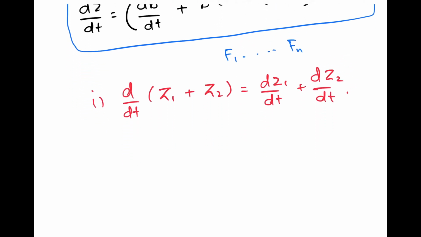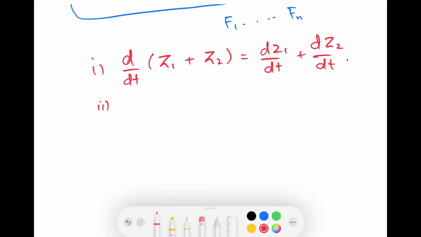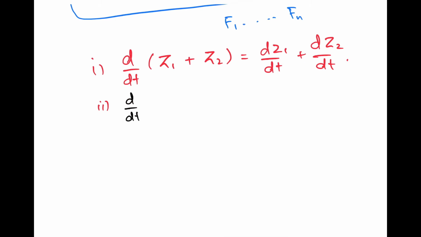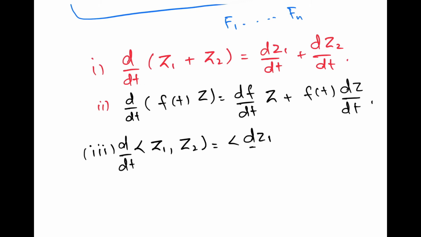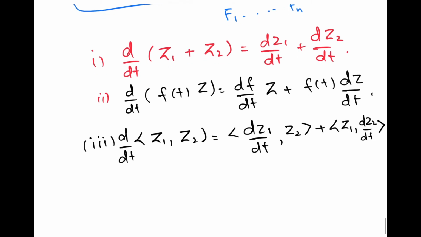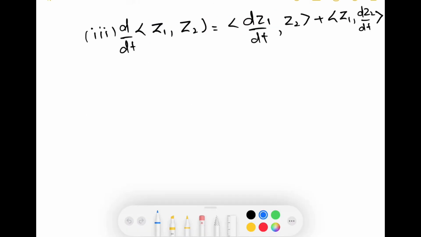Similarly, if I have some function over the curve and then this vector field, then df by dt multiplied by vector field z, plus f of t dz by dt. And similarly, if I have the inner product of two vector fields, z1 inner product with z2, and I take the derivative of this, it will become derivative of first inner product with second, plus first inner product with derivative of second. So these are some simpler properties. Now derive the Frenet-Serret relations with the help of the above equations.